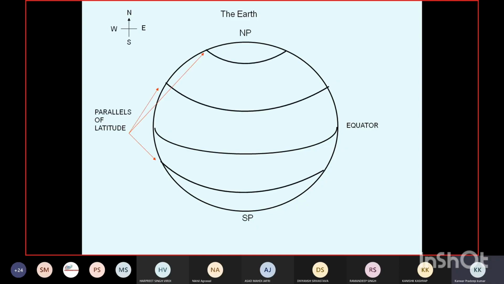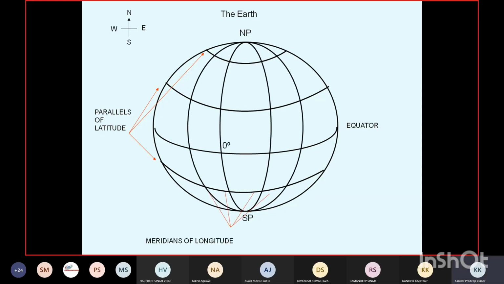These are parallels of latitude. The parallels of latitude are parallel to the equator, so they are running around in circles because we are projecting the Earth as a sphere. These are meridians of longitude. These are semi-meridians because what we are showing is North Pole to the South Pole. Similarly, you have on the other side also, going from South Pole to the North Pole.